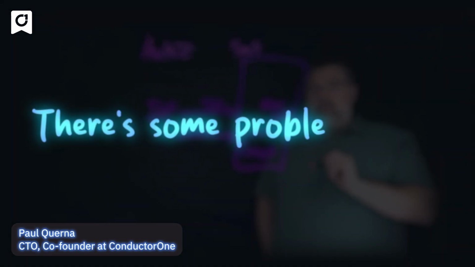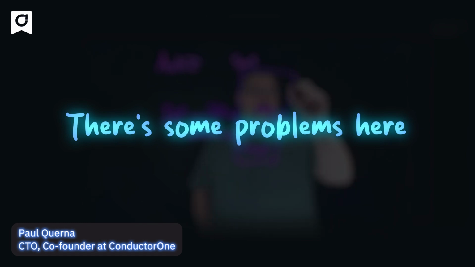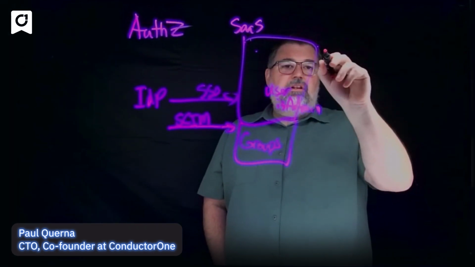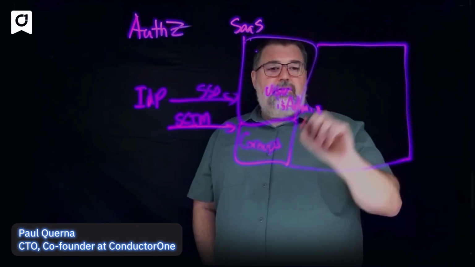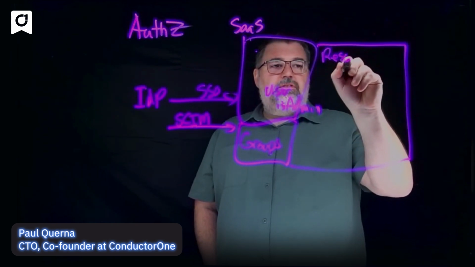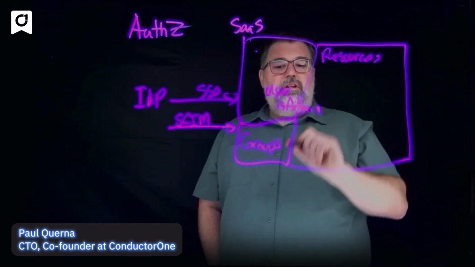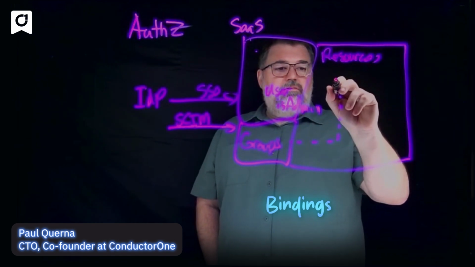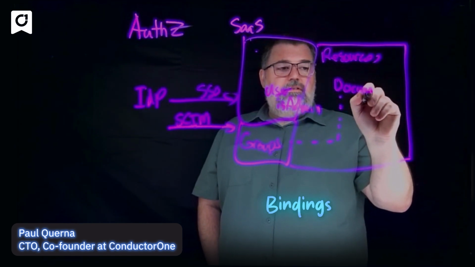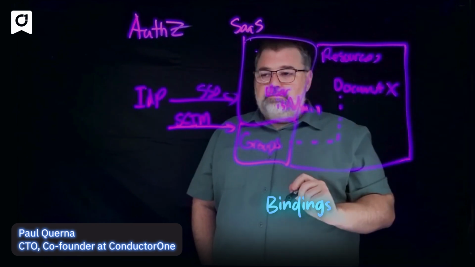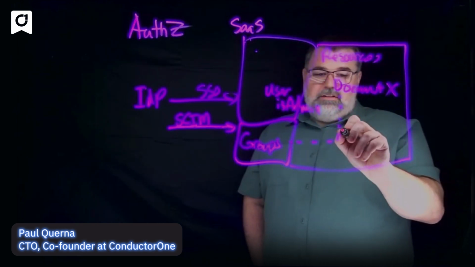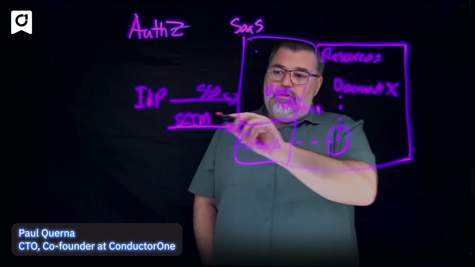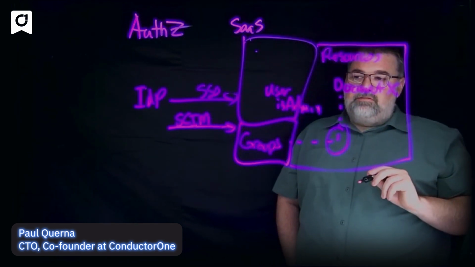However, there are some problems here. Many apps don't just have a simple group that defines who's an admin. They have a whole part of their app that are the resources, and they have bindings of a user to, say, document X. And this binding, there's no way to get to that from SCIM. There's no protocol that exists to do this.